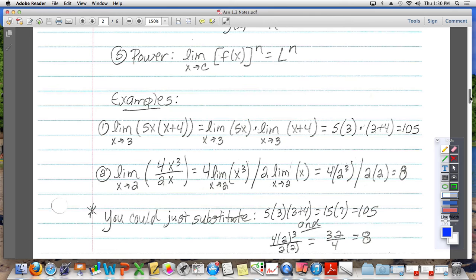Examples. All right. The limit as x approaches 3 of 5x times x plus 4. And this would be the product rule that we just talked about. You can calculate the limit of 5x as x approaches 3, get an answer for that, and multiply it by the limit as x approaches 3 of the other function, which is x plus 4. So I'll give you guys a second to punch that in.